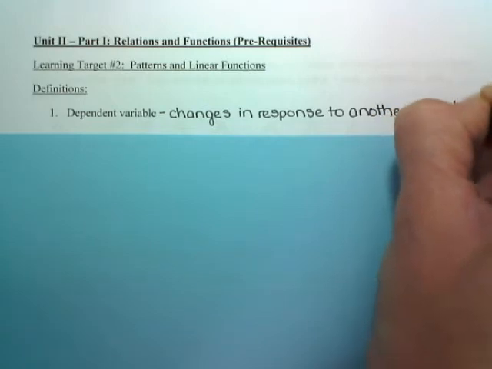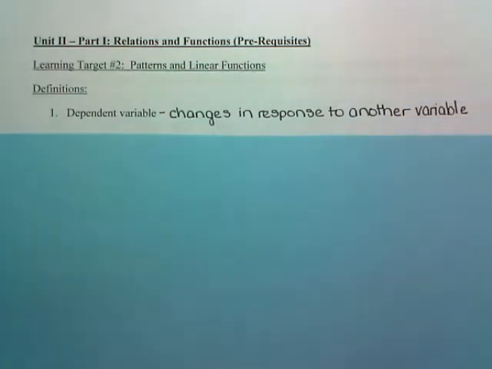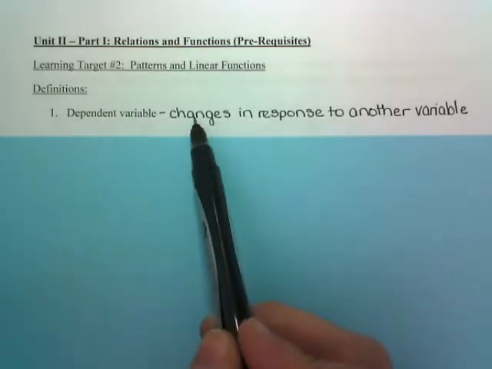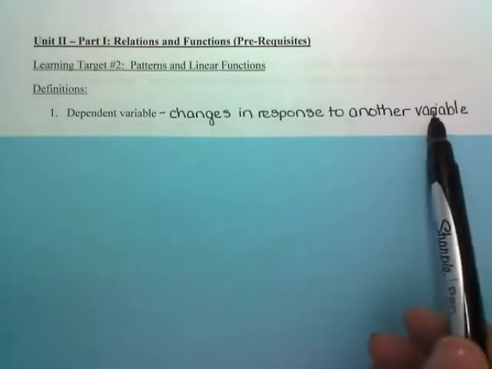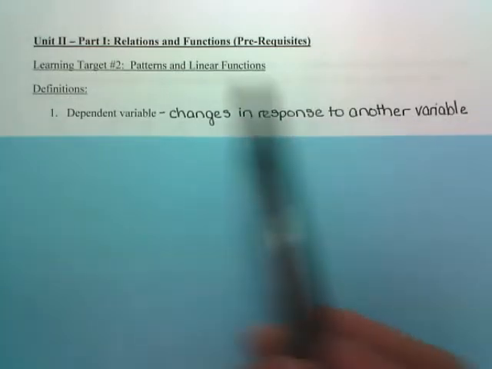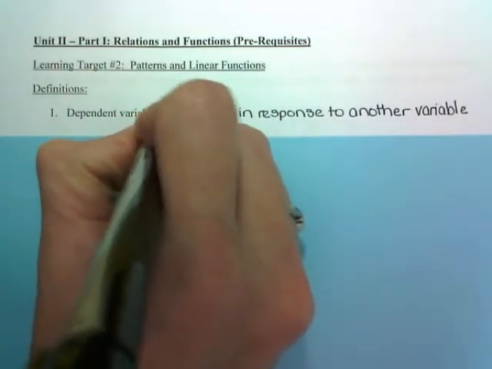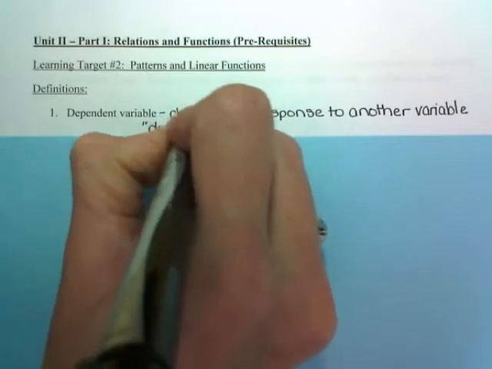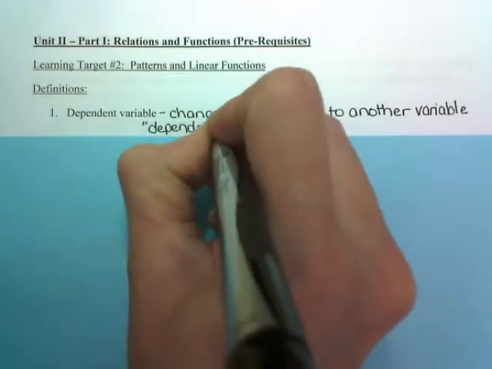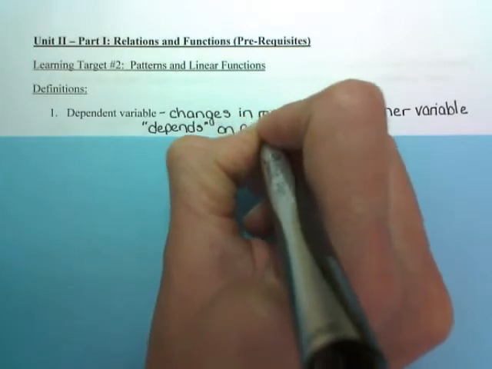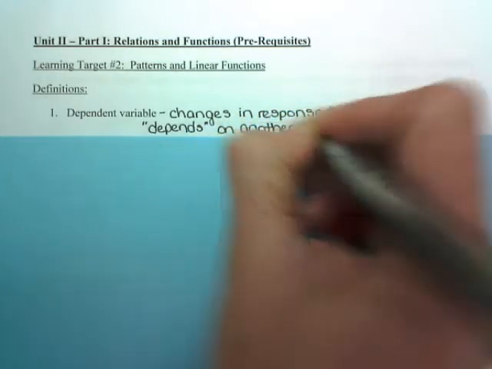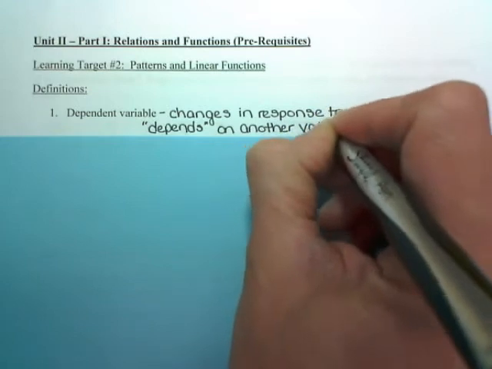Now, dependent, think about if you live at home, you are a dependent part of your home because you depend on your parents for a lot of things. So changes for the dependent variable are in response to another variable. Whatever happens to this other variable, it's going to affect our dependent variable. So one thing you could think of is it "depends" on another value. Whatever that other value is, it will affect the dependent variable.